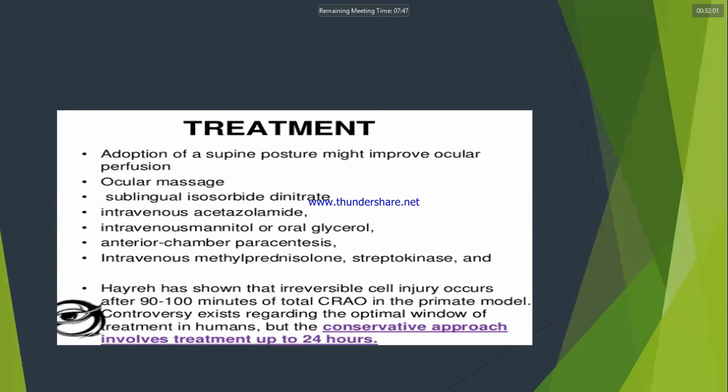Harris has shown that irreversible cell injury occurs after 90 to 100 minutes of total CRAO in the primate model. There is controversy regarding the optimal window of treatment in humans, but the conservative approach involves treatment up to 24 hours. So this is our immediate management.